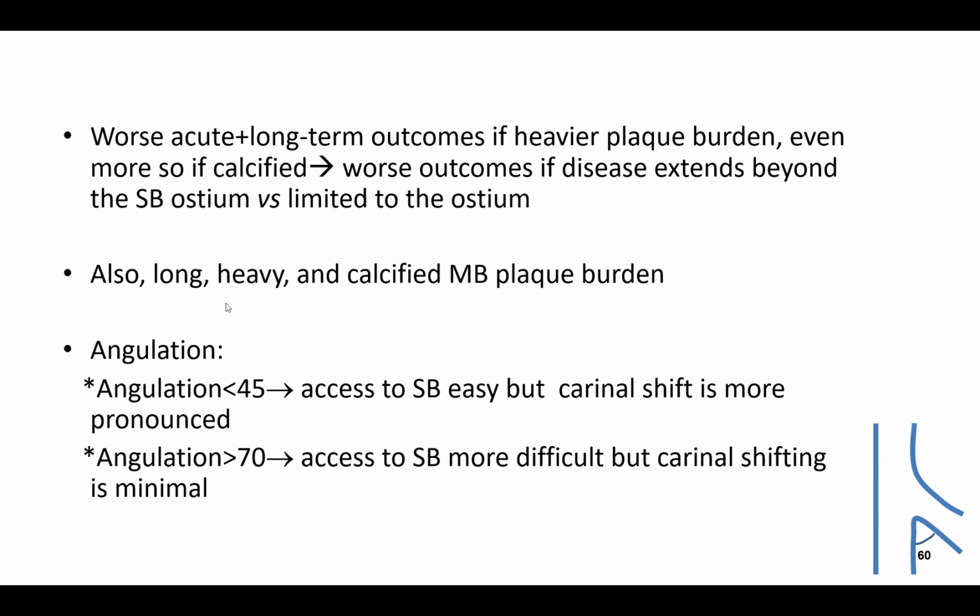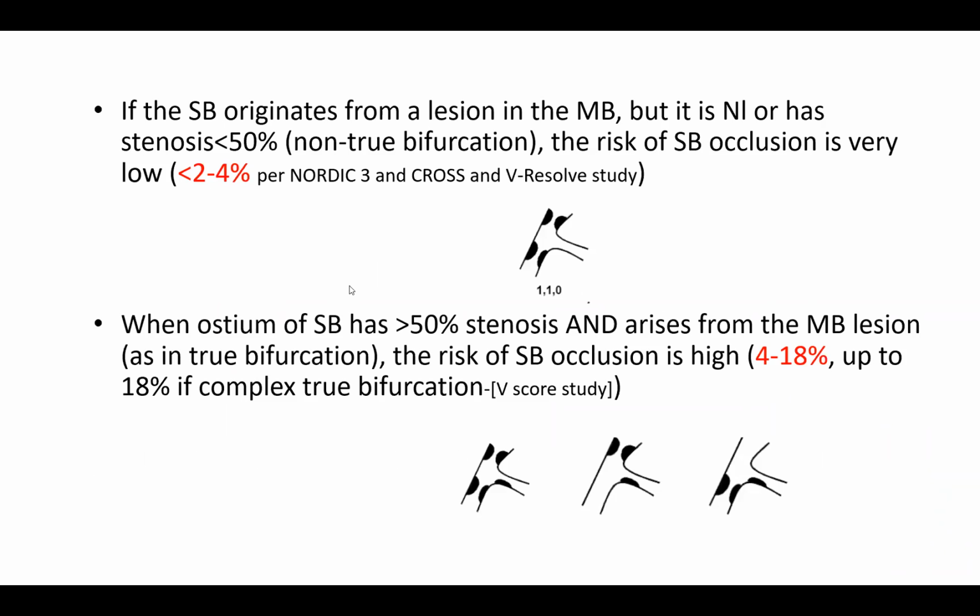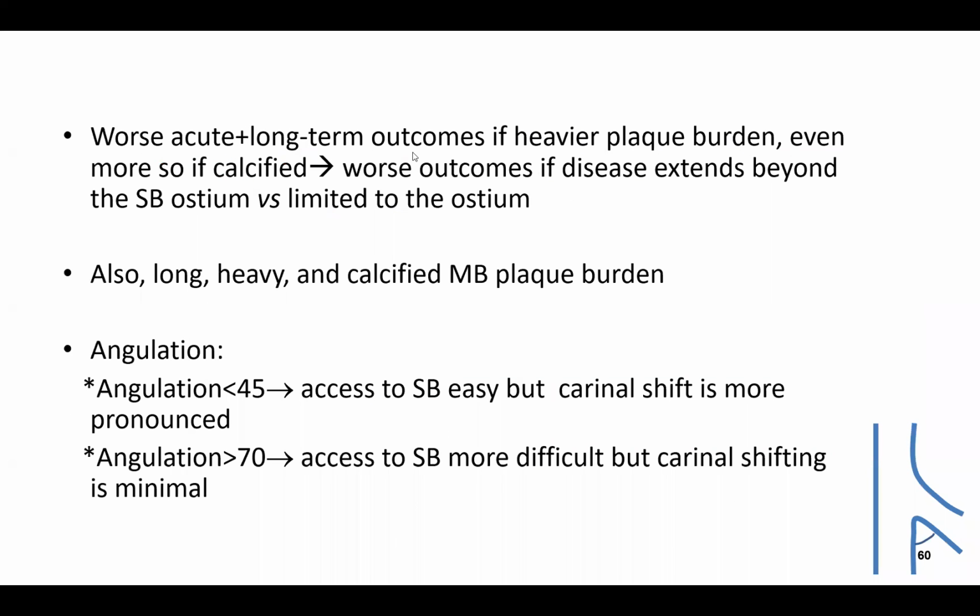I will just mention a note. The idea of those complex true bifurcation is that the heavier your burden in the side branch, not just ostial side branch disease, but you have diffuse side branch disease, or even if you have very heavy burden in the main vessel on top of side branch disease, all this correlates with more side branch occlusion, more plaque shift, which causes side branch occlusion.